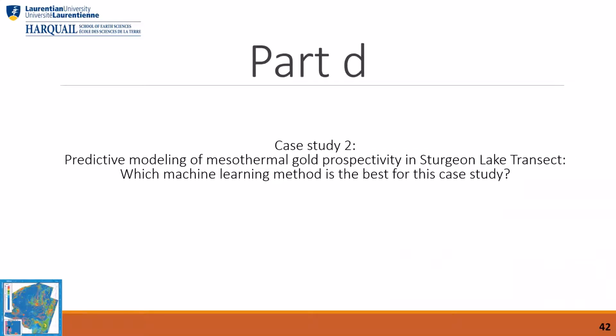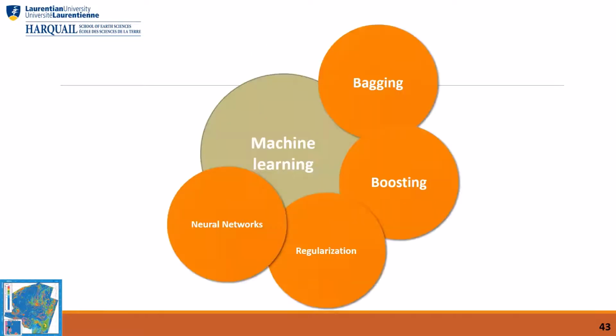In our second case study, we have used different algorithms for mineral potential mapping and really tried to answer the question of which methodology is the best. I'm not going to go through the mathematical aspects of these methods, but we have used all of the methods that we can see here. I should have added simple regression, because besides the methods presented here, we have used a simple regression algorithm as well.